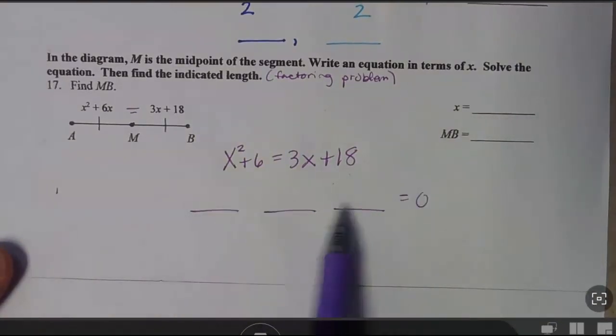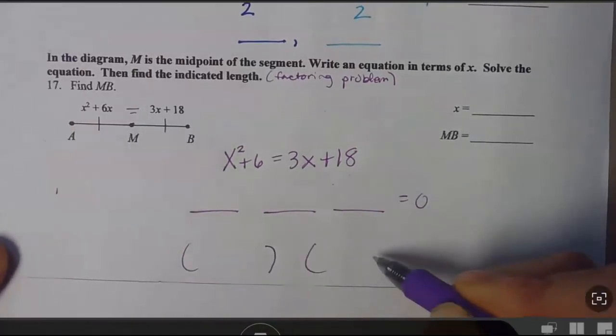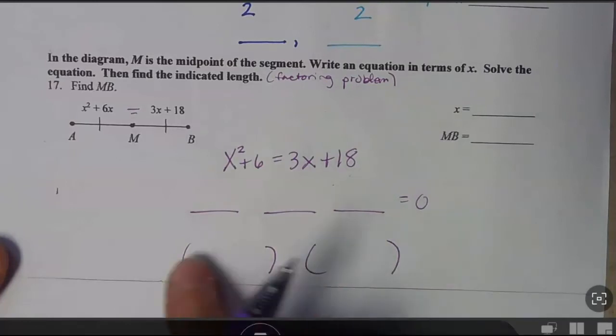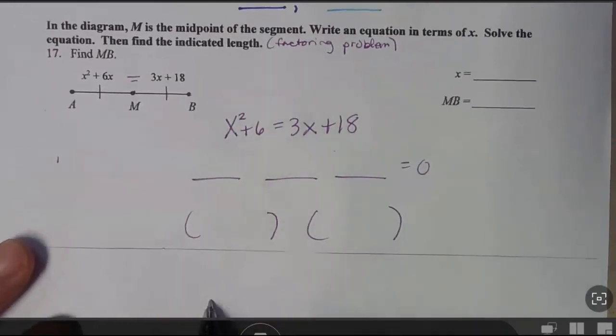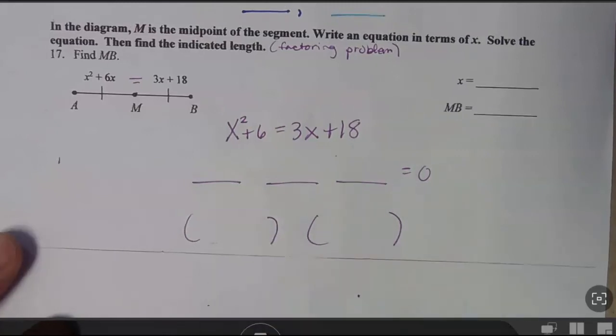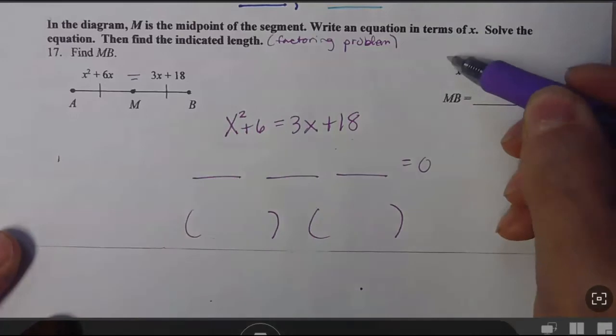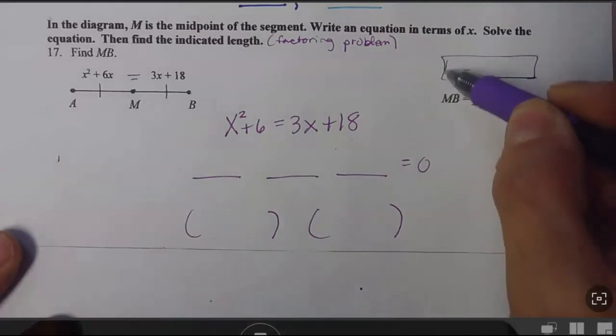And then after you get the trinomial, you have to factor. You have to factor and then find the 2 roots and pick the one that is not negative when you solve it. Be very careful. So then that's your answer for x.